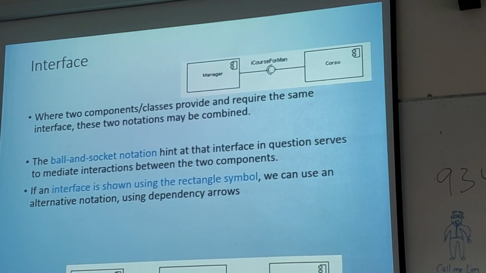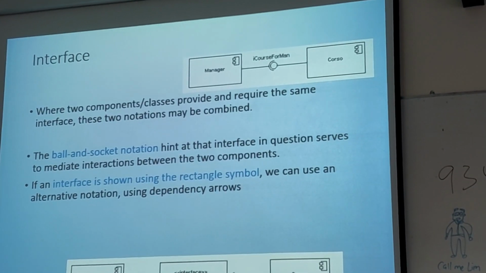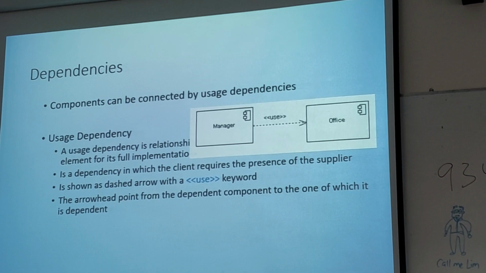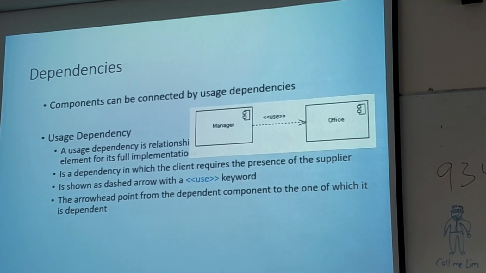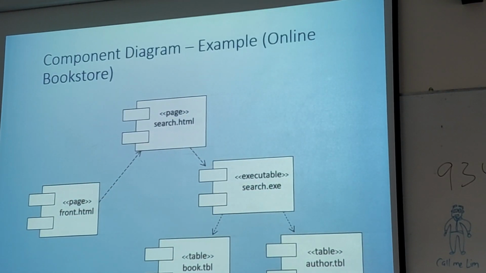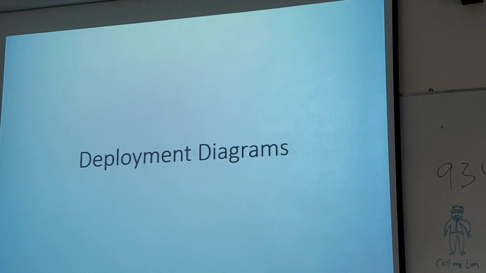You see that? The interface icons of manager, okay, manager provided, and then cursor is provided, manager is required. Understand? The symbol also is different. So it depends on what tools you are using. Understand? Okay. So users dependency. This component uses the other component. Okay. This is another example of component diagram.